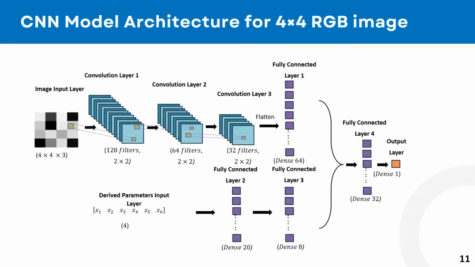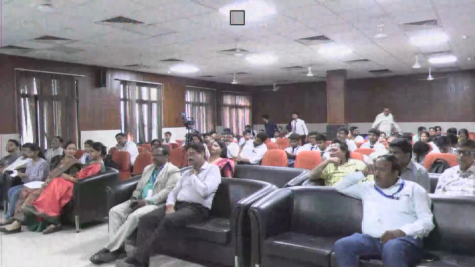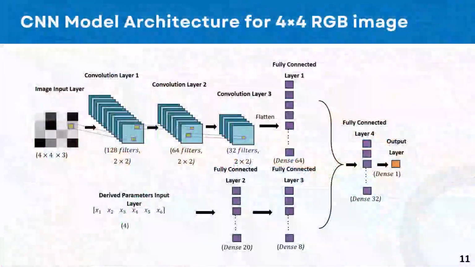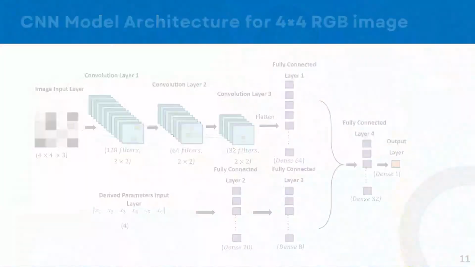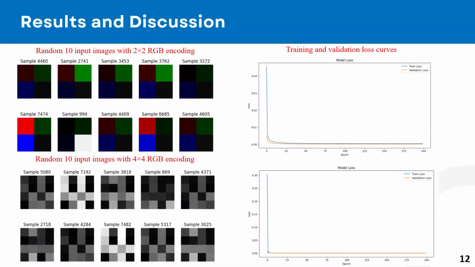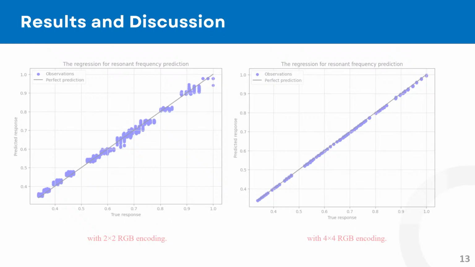And then this model is for the 4 by 4 image, where the model is also capturing the relationship of the images, and we have also given derived parameters as input. So this is the most powerful in working, and this is the sample of data that we have created. Here you can see that the training and validation loss are very good in performance.